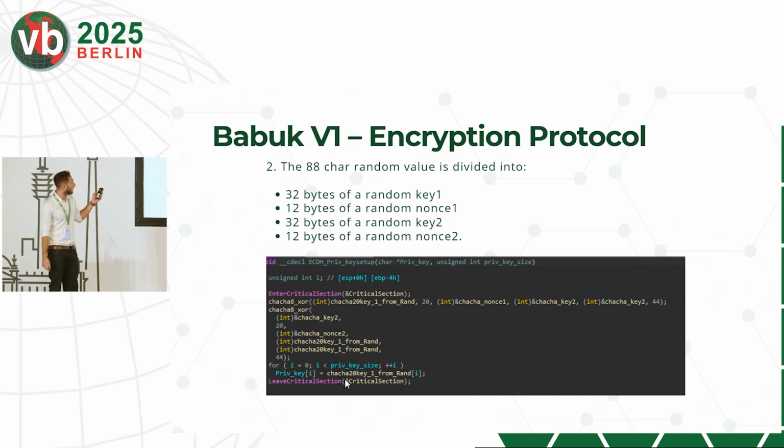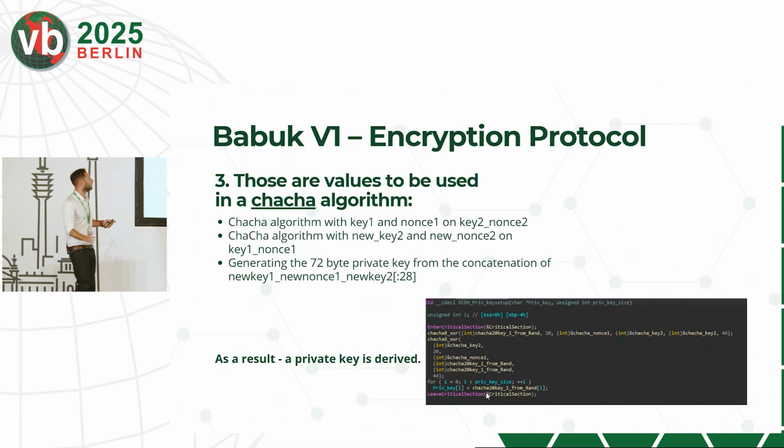Then it uses ChaCha with 20 rounds. It uses key 1 and nonce 1 to encrypt the concatenation of key 2 and nonce 2. And then it uses the newly generated key 2 and nonce 2 from that encryption to encrypt key 1 and nonce 1. This is interesting. It didn't have to do it, but he did it.